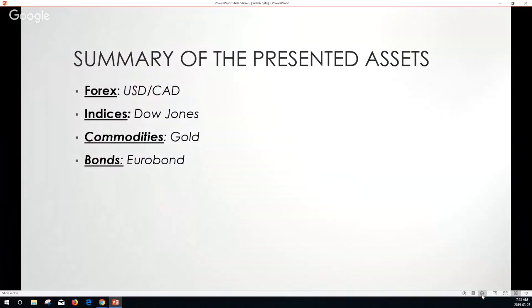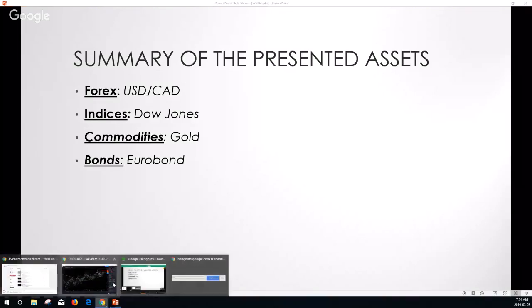So now let's jump to our global analysis. We used to see the USD CAD, Dow Jones, gold, and Eurobond every day, every week, and now we're starting to master it, and that's great because we take one asset from different categories, and that's what we want because it's unnecessary to look at all the products. So we just see one asset in each category, which gives us an overview of the global opinion of the market.